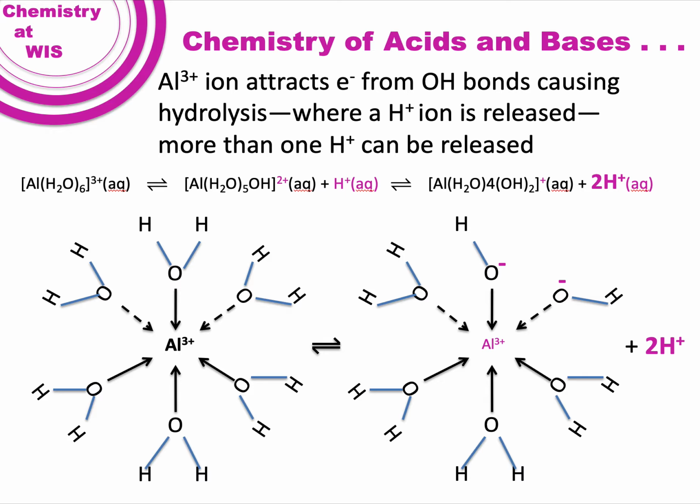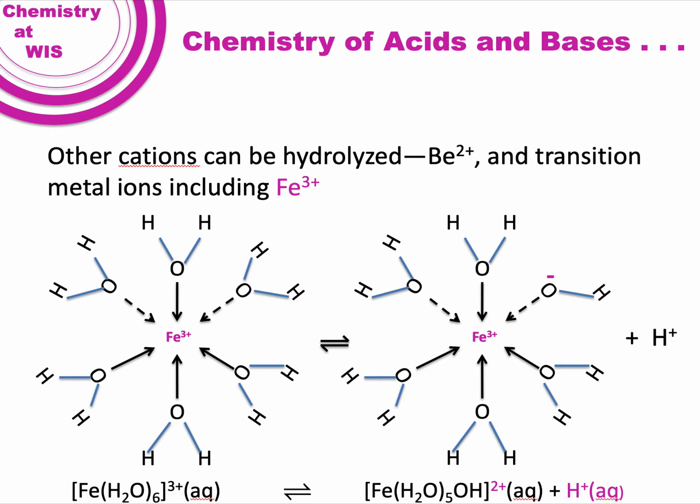And you can release more than one hydrogen ion. So on the right, shown with 2 O- shown, and they're attracted to the Al3+, resulting in 2H+. You can get successive hydrolysis of the water molecules around an aluminum ion. You can also get other cations, and the diagrams here show Fe3+, with the same idea that a hydrogen ion is lost during the hydrolysis.